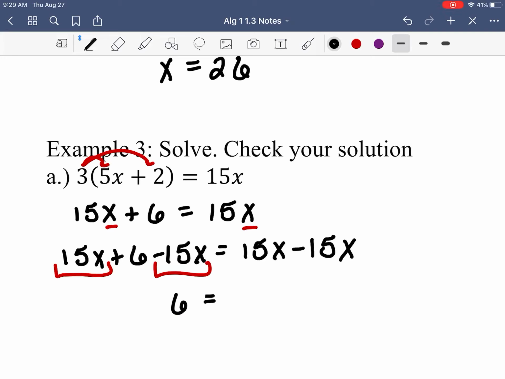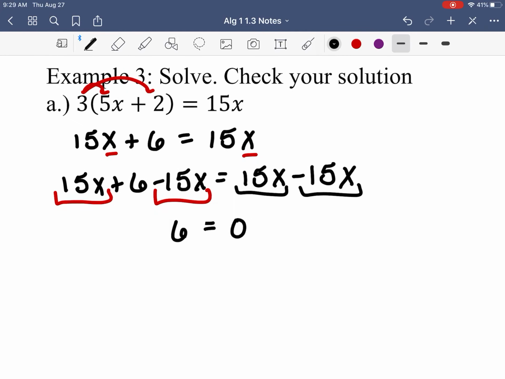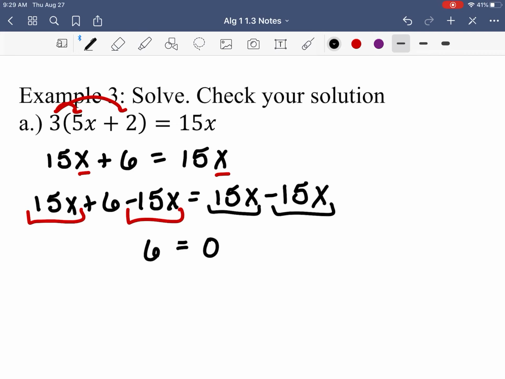So on the left side I'm left with 6. And on this right side, a positive 15x minus 15x is also 0. So I don't have any x's anymore. I just have a 6 equals 0. How weird.